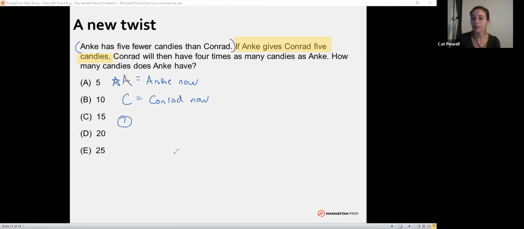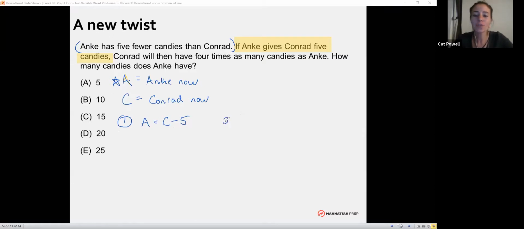What's that as an equation? Yeah, nice. 2 different versions of the same thing. A equals C minus 5, or A plus 5 equals C, whichever setup you prefer. There's advantages. They both work. Cool. So first equation, so far so good.